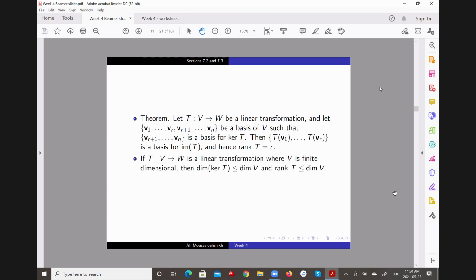And a consequence of this theorem is: if T goes from V to W is a linear transformation and V is finite dimensional, then the dimension of the kernel and the rank of T are both less than or equal to the dimension of V. This is also a consequence of the dimension theorem, because the dimension of V is the sum of these two things. So each one has to be less than or equal to it. Remember, dimension and rank cannot be negative by definition.